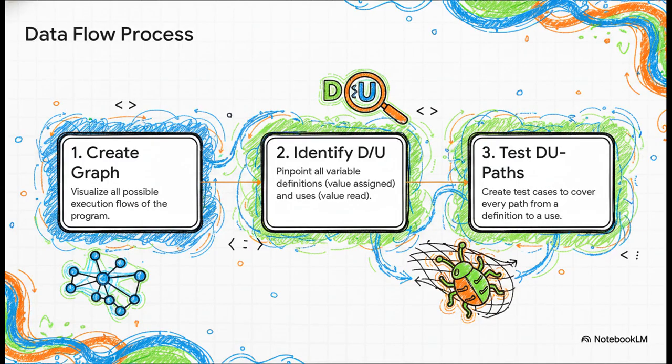The beauty of this is how methodical it is. So first, you actually map out your code into a graph, so you can see every possible path it could take. Then, you go through and you pinpoint every single time a variable gets a value, the definitions, and every time it's used. And the last step? You create tests to cover all those crucial definition-use paths. Basically, you test every possible journey that value can take from its creation to its use.